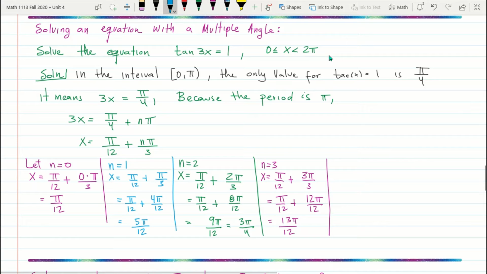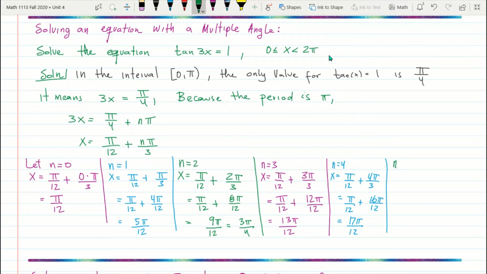Then n equals 4, I have x equals pi over 12 plus 4 pi over 3. Multiply both top and bottom by 4, so I have pi over 12 plus 16 pi over 12, and if I add the numerators, I get 17 pi over 12. I may be running out of space here, but that's all right. We're almost done.